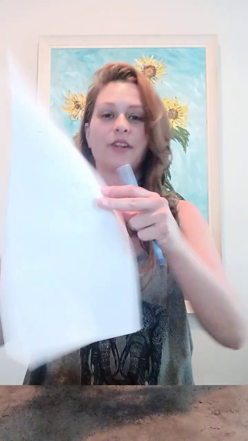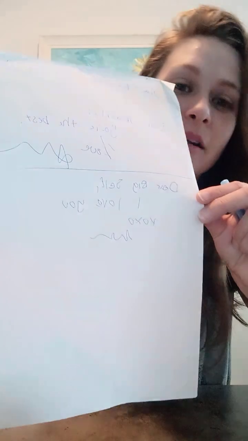So dear big self, I love you. And I'm going to do XOXO and then my signature. So that's how you start with your non-dominant hand. And if you can't write with your non-dominant hand, that's fine. This is just a basic exercise. But when you do this, dear big self, I want you to imagine you as a child and you writing this as a child to your future adult self.